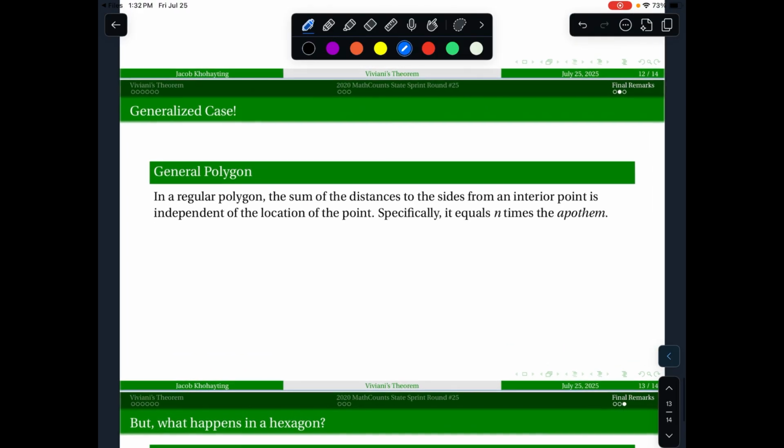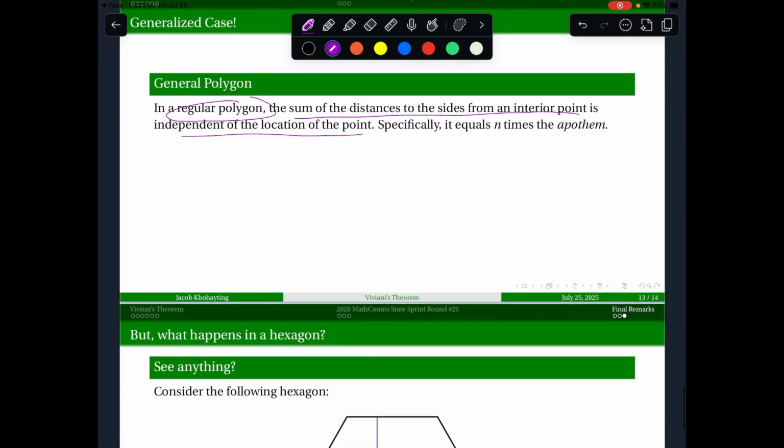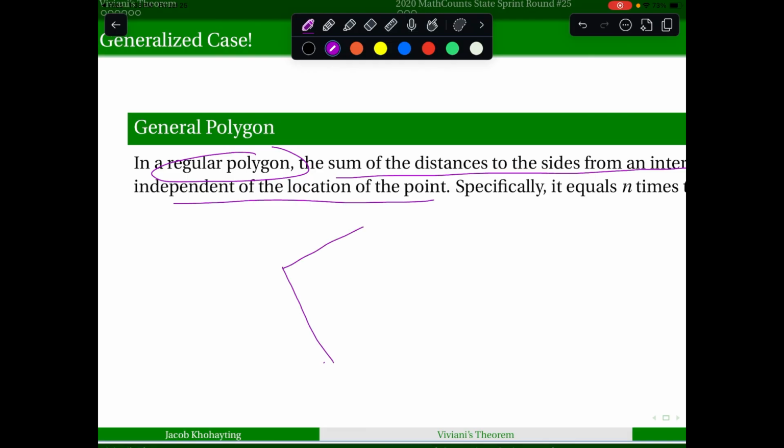So beautiful. Now, just to summarize our findings here: in a general case, maybe you see a different question not involving an equilateral triangle. Maybe in a more general case, the sum of the distances to the sides from an interior point is independent of the location. So you could pick any polygon. Maybe you want to pick a pentagon, and then you draw the distances. Well, this sum is always going to be constant.